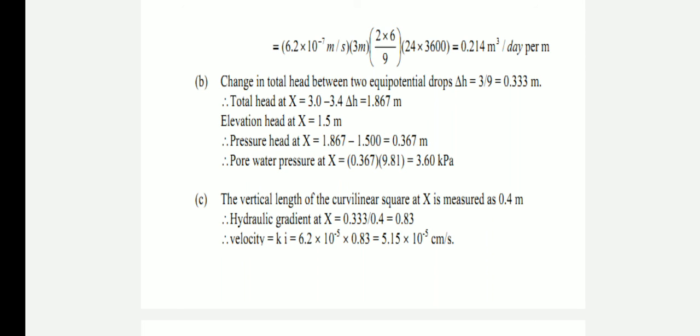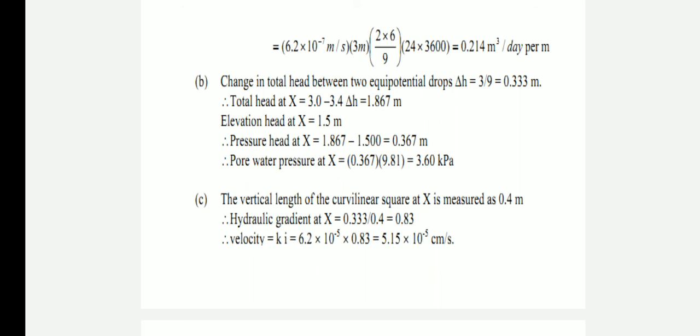Now the last one is, we have to calculate the vertical length of the curvilinear square at x, which is measured as 0.4 meter. So hydraulic gradient at x is equal to 0.33 divided by 0.4. 0.33 is nothing but delta H, that is the change in total head between the two equipotential drops, and 0.4 is the vertical length of the curvilinear square at the measured distance. So 0.33 divided by 0.4 will give the hydraulic gradient at x, and the value is 0.83.